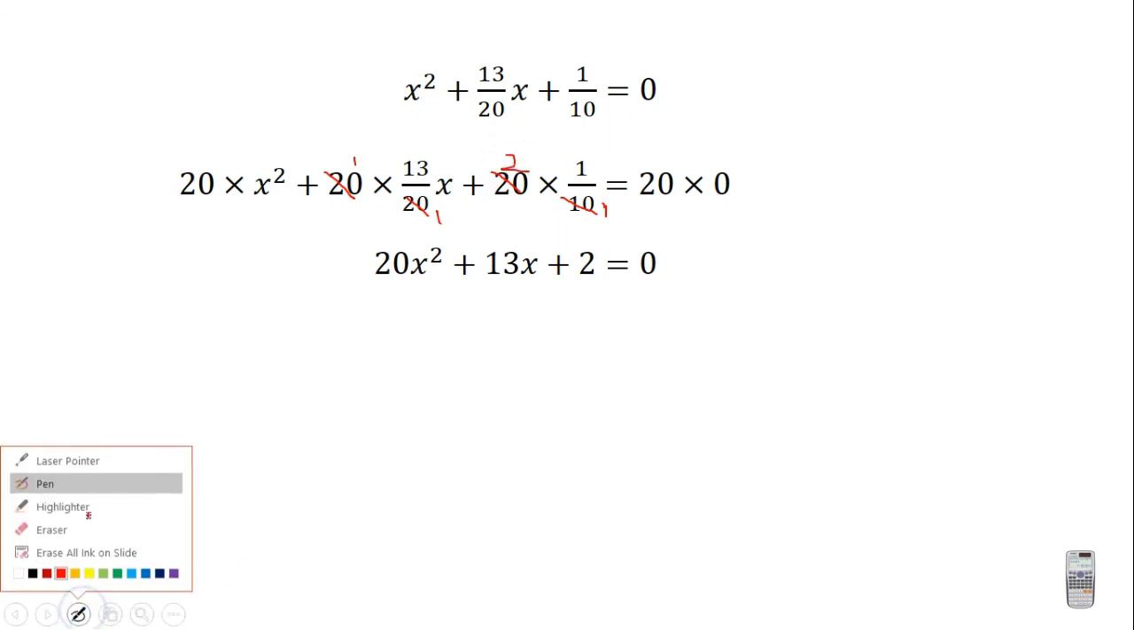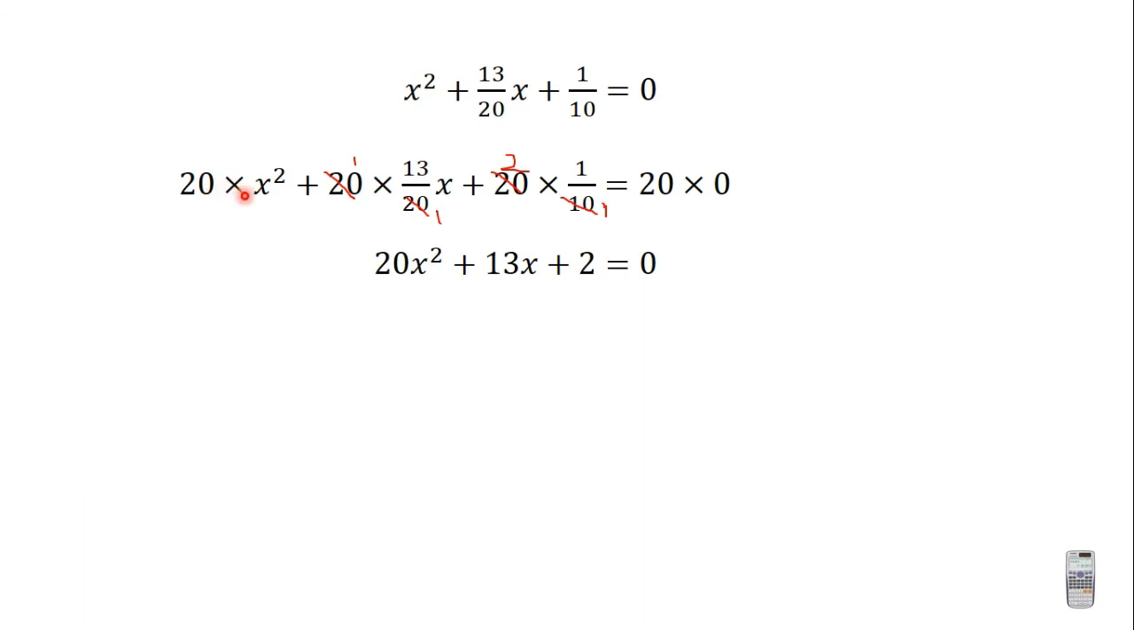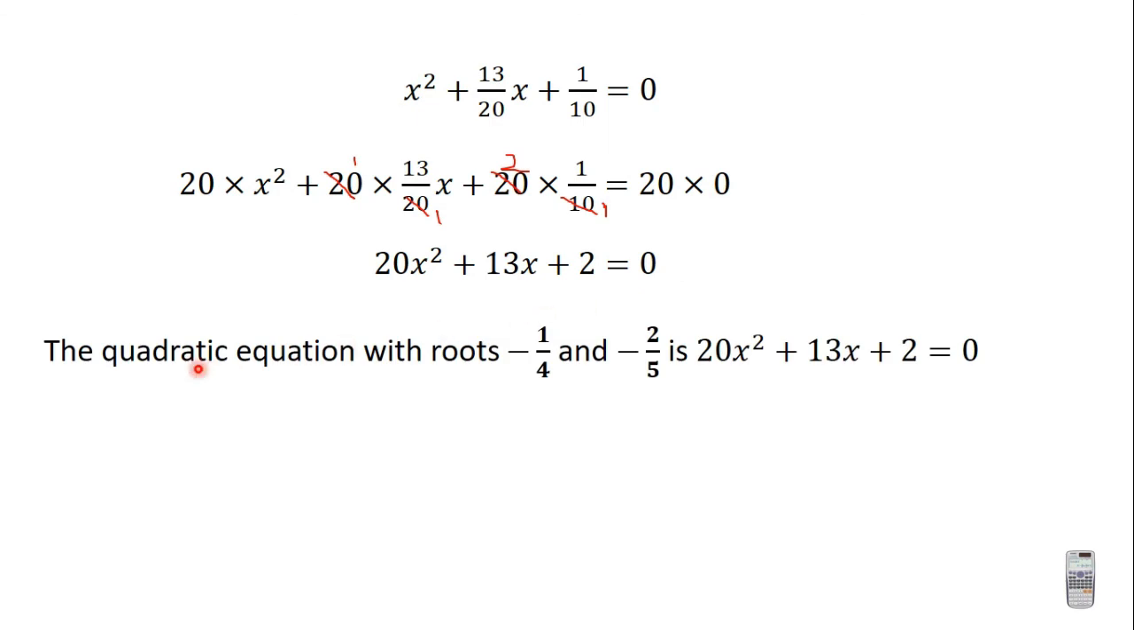Okay, so we will have 20 times x squared, we have 20x squared plus 1 times 13x, which will give us 13x, plus 2 times 1, which will give us 2, and this is equal to 0 since 20 times 0 is 0. So the quadratic equation with roots minus 1 divided by 4 and minus 2 divided by 5 is 20x squared plus 13x plus 2 is equal to 0.